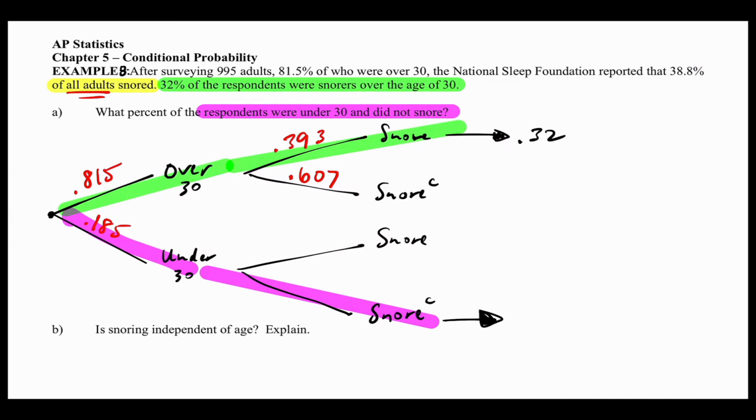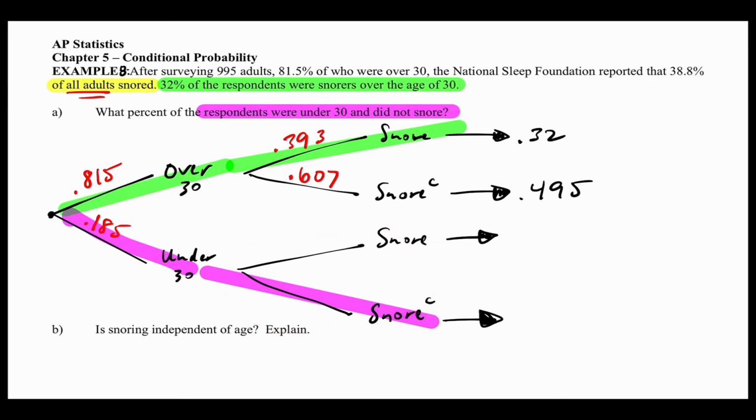So I've got to fill in some blanks here. Let me fill in this blank first. 0.815 times 0.607, we get 0.495. I can't do the rest because I don't have this data here.